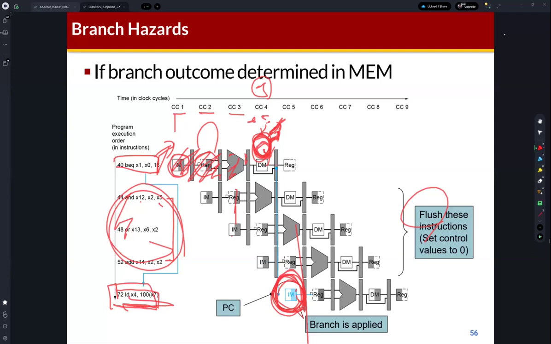So by doing this, we can reduce the performance overhead. Performance overhead means some performance degradation caused by some impacts, right? So if we detect the result of a branch instruction earlier, then we can reduce the performance overhead by this branch instruction. Okay, so that's how we can handle the control hazard of a branch instruction. So you need to understand this.